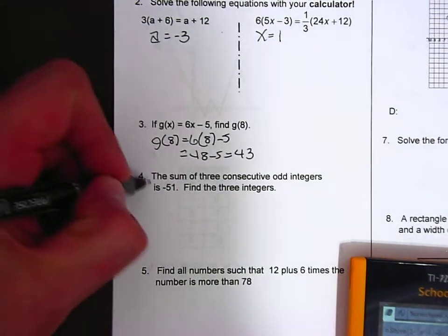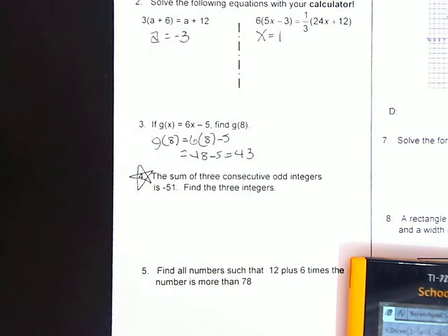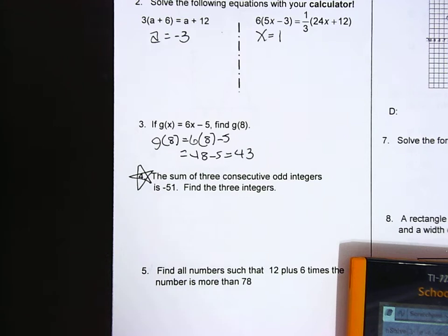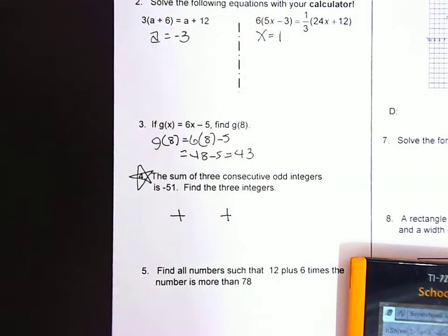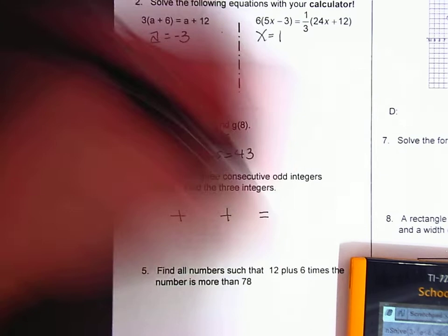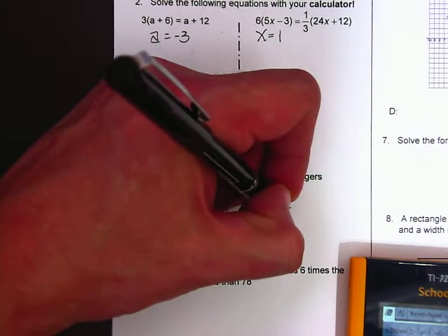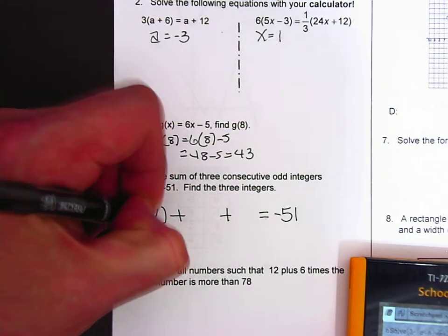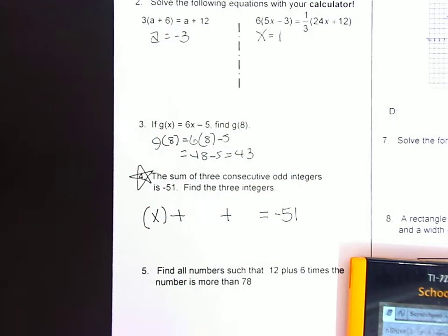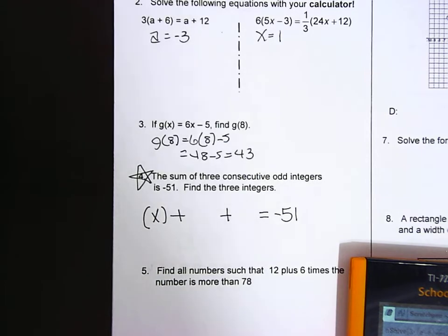Number 4, this one is continuously giving students problems, so let's go ahead and break it down. We have the sum of 3 consecutive odd integers. So we're adding up 3 mystery numbers, and we know that they're all going to equal -51. So now we need to figure out what these 3 numbers are. So we'll just call the first one x. Whatever number it is, our first odd number. Who knows, positive or negative?